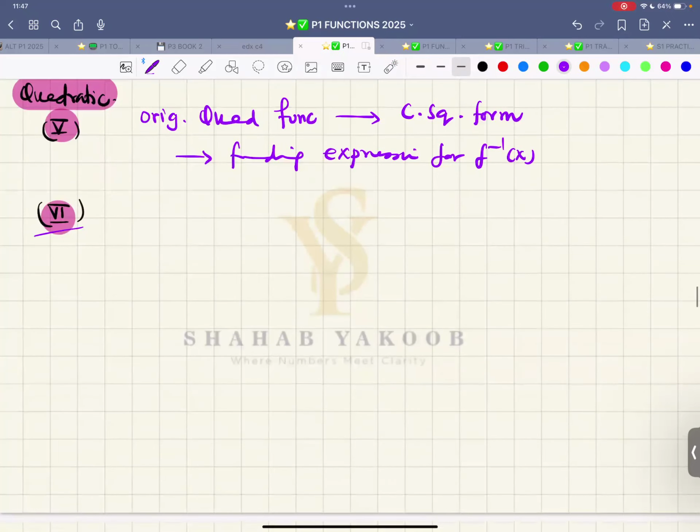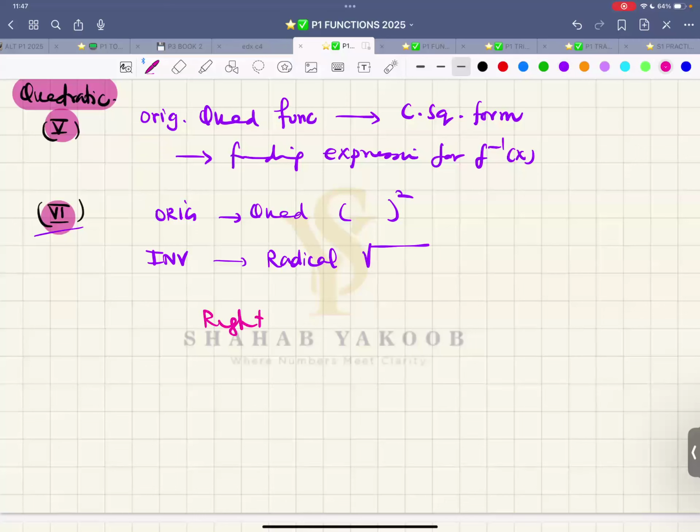And the last thing is, the original is quadratic, has a square in it. The inverse is a radical function, has a square root in it. Now, this rule that I'm going to tell you, I'll also prove it. If we go to the right of the turning point, the square root will have a positive sign. If we go to the left of the turning point, the square root will have a negative sign. And just take it for granted for right now, till the time that I prove it.